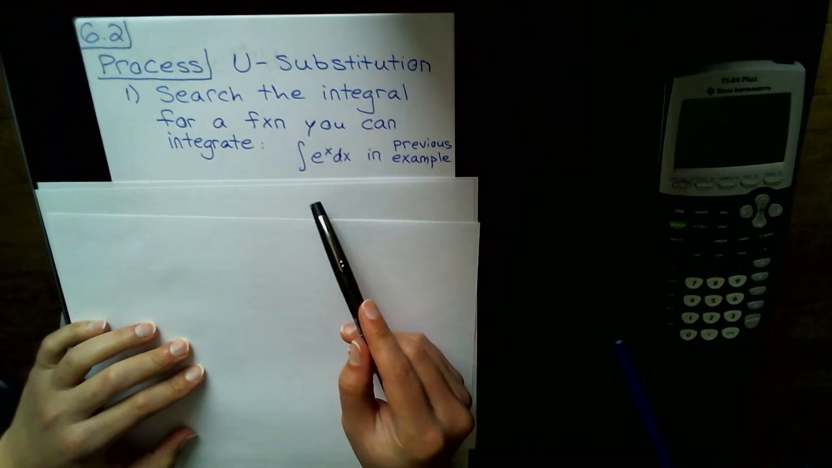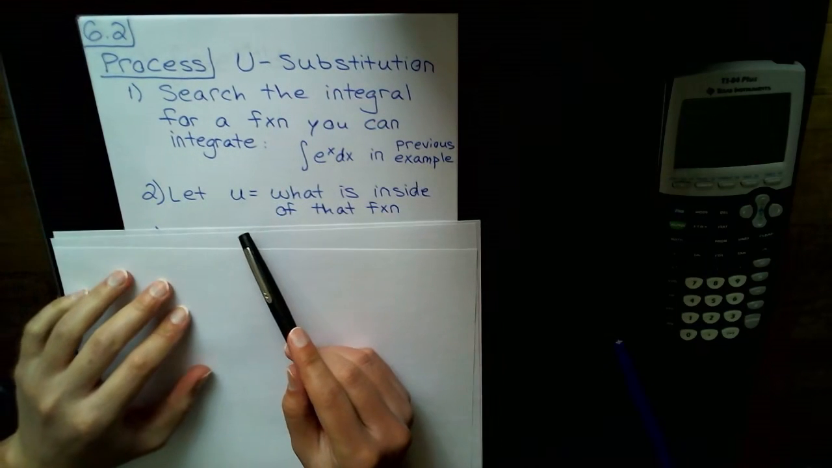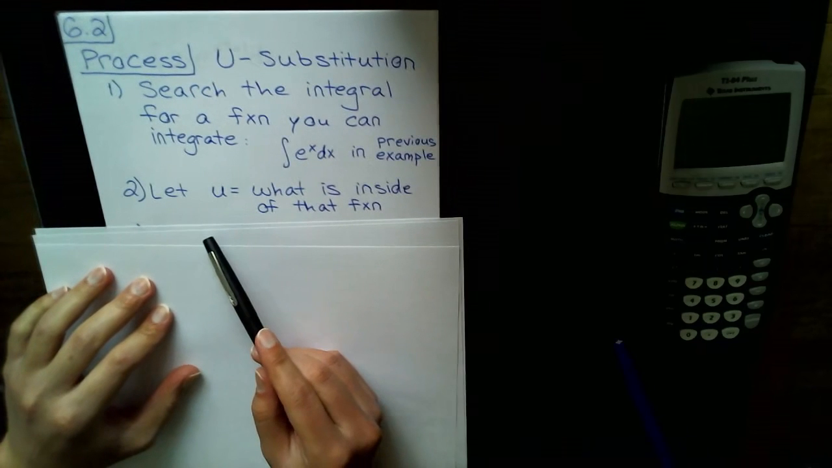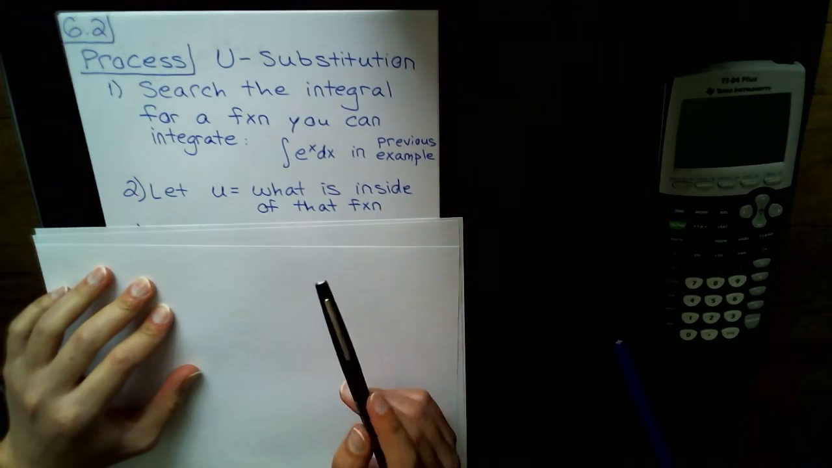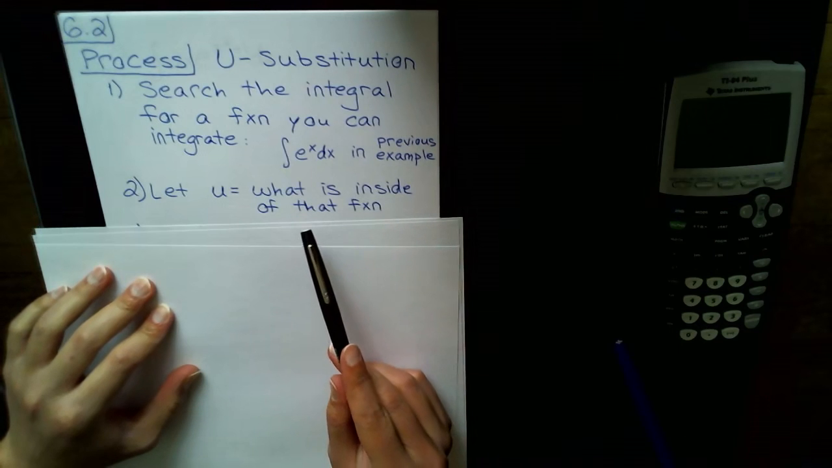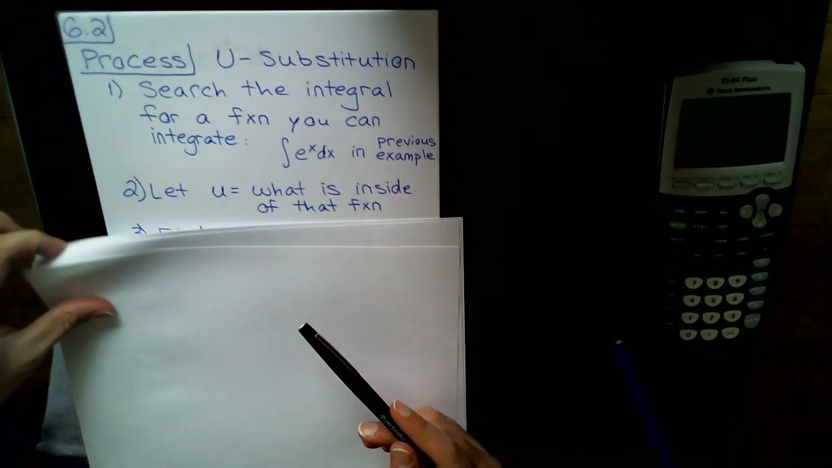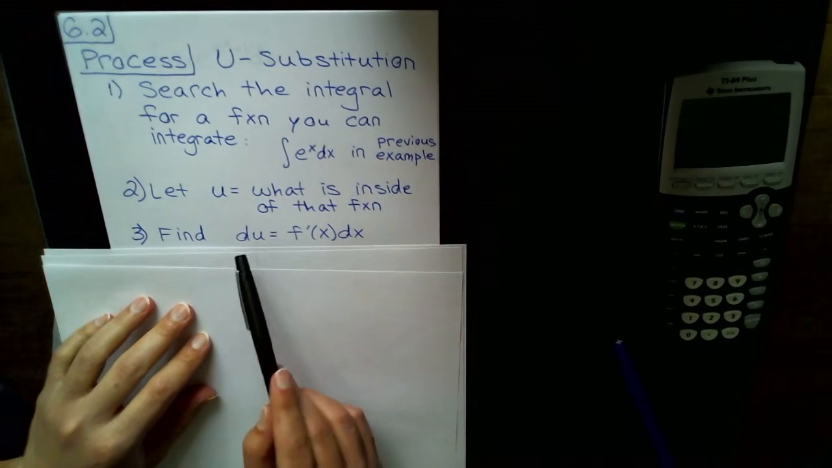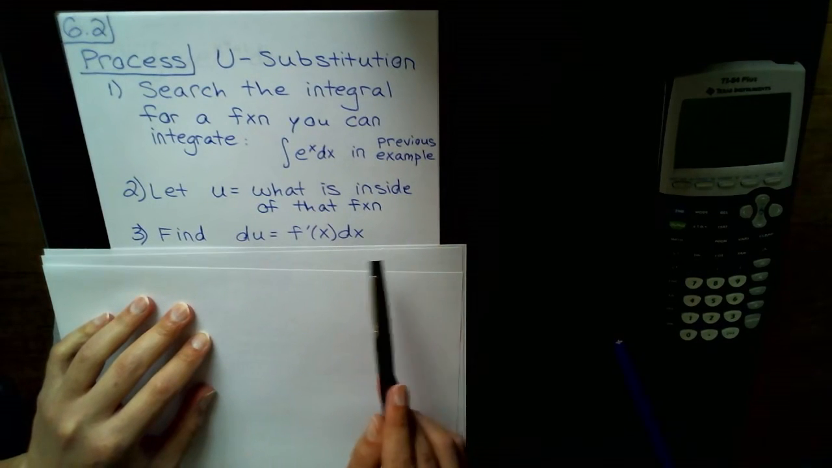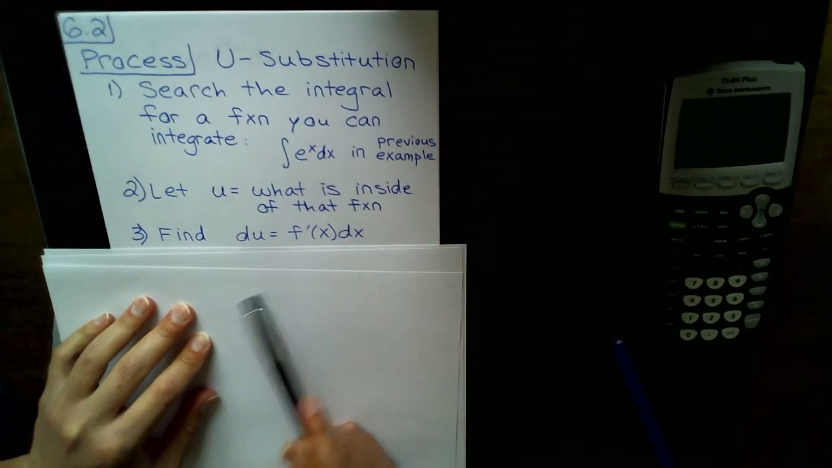Once we know what that most complicated function is, we can go to the next step, which says we need to let u equal what is inside of that function, meaning what's being plugged into the function. Once we let u equal what's being plugged into the function, we have now performed our u substitution step. And from there, we can find the step we mentioned earlier, that dy equals f prime of x dx, but instead of dy, it's du. du equals f prime of x dx.